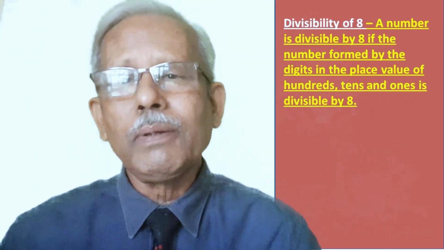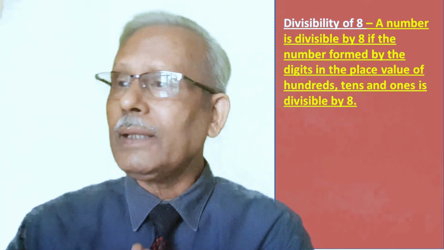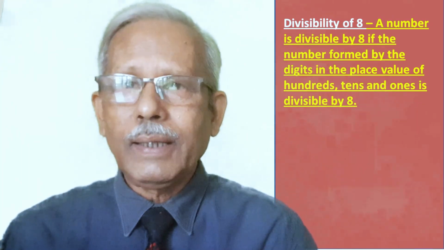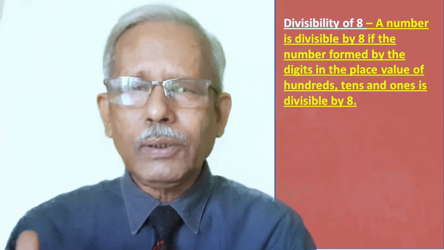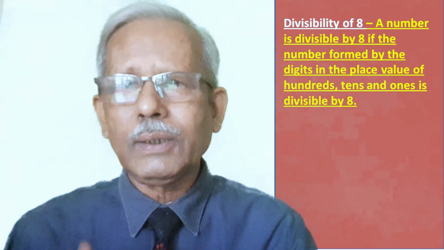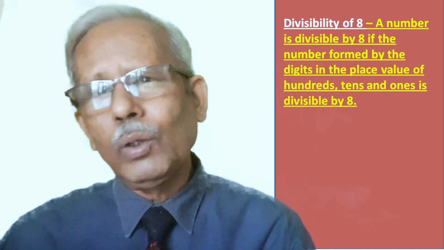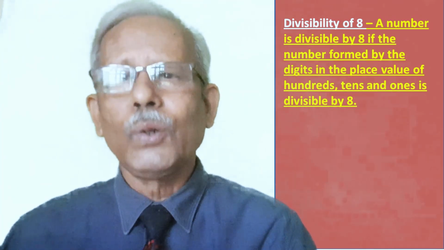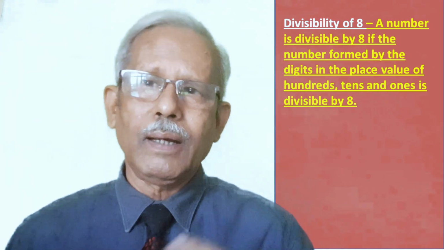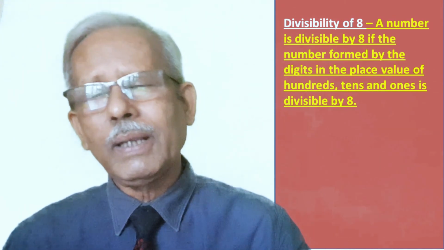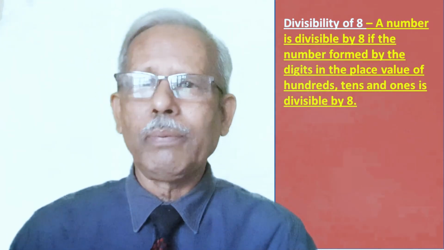A number is divisible by 8 if the number formed by the digits in the place value of hundreds, tens and ones is divisible by 8. That means we take all three digits from right to left, and if the number formed by them is divisible by 8, then the whole number is divisible by 8. So once again, if the number formed by the digits in the hundreds place, tens place and ones place is divisible by 8, then the whole number is divisible by 8.